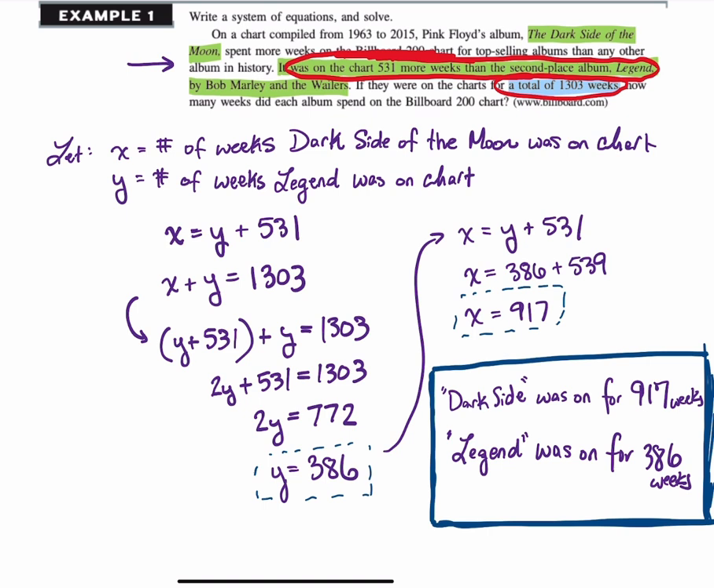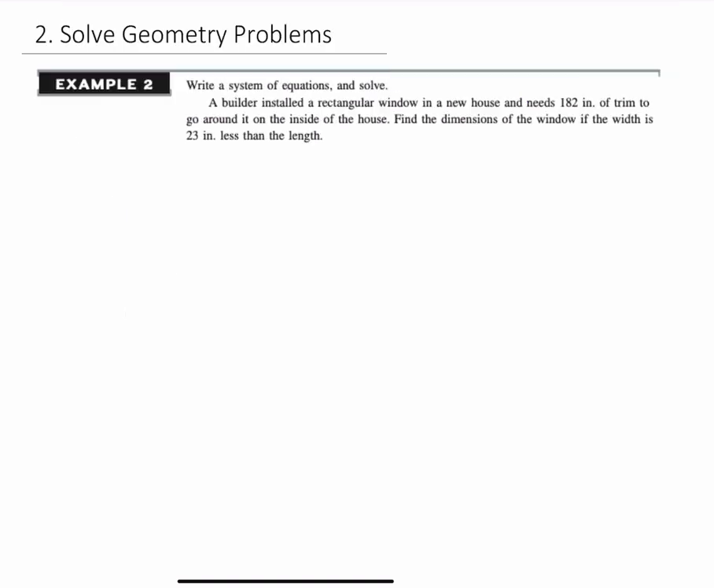All right, let's look at another problem involving some kind of geometric situation. It says a builder installed a rectangular window in a new house and needs 182 inches of trim to go around it on the inside of the house. So we have some rectangular window, and they give us some total amount of material to go around. That should make you think about the perimeter of this object.